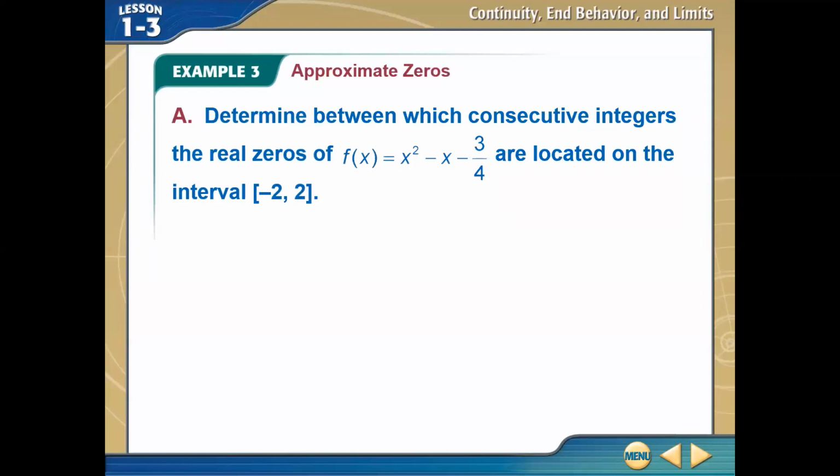Okay, determine between which consecutive integers the real zeros of f of x, which is equal to x squared minus x minus 3/4, are located on the interval. I'm running out of time, so I'm not going to show you on the graph, but the first step you want to do is graph the function.